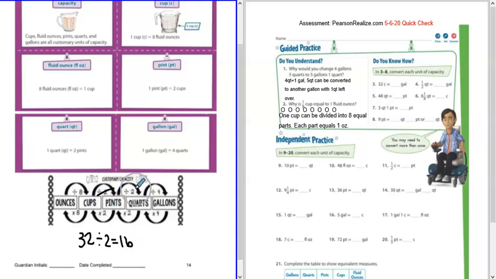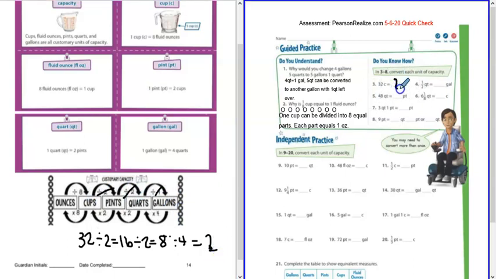Now we need to go from pints to quarts. So we're going to divide by 2 again. 16 divided by 2 gives me 8. And then we're going to do the last part, which is divide by 4. 8 divided by 4 is 2. We've done all of our parts. We went from cups to pints, pints to quarts, quarts to gallons, and we're left with 2 gallons. So 32 cups is 2 full gallons.